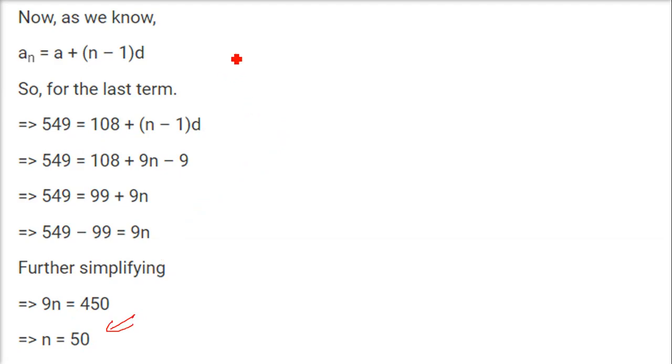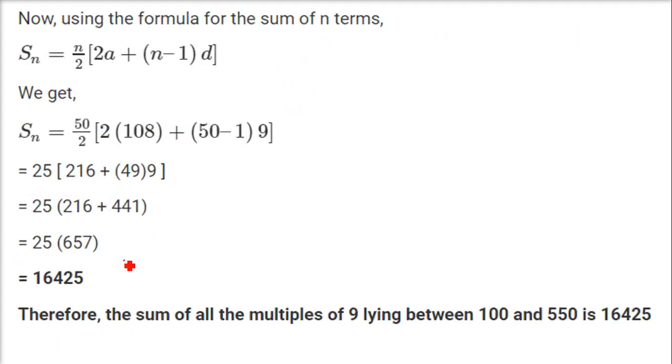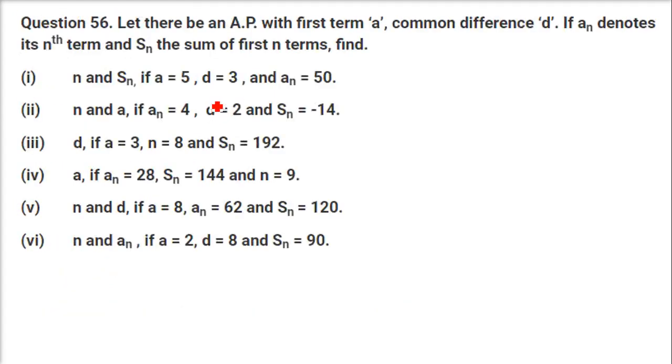Now the sum of the terms, Sn, will be 50 by 2, n by 2, times 2a, where the first term is 108, plus n minus 1, 50 minus 1 is 49, into d. What is d? 9, because divisible by 9. So you have to solve this, and when you solve, the answer will be 16425.